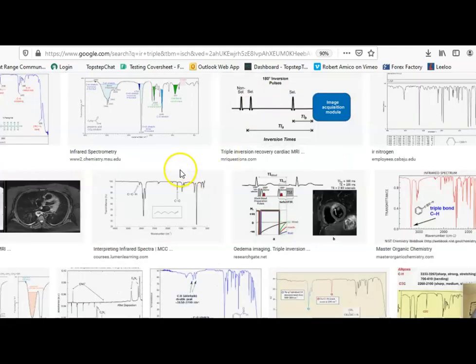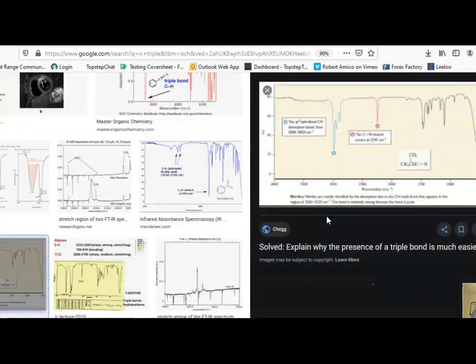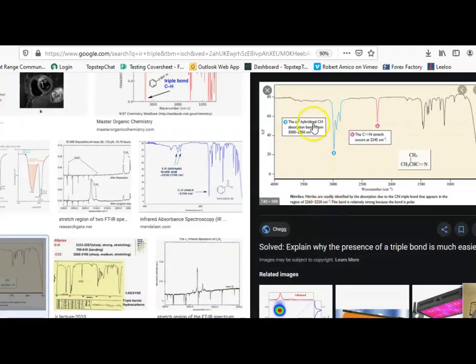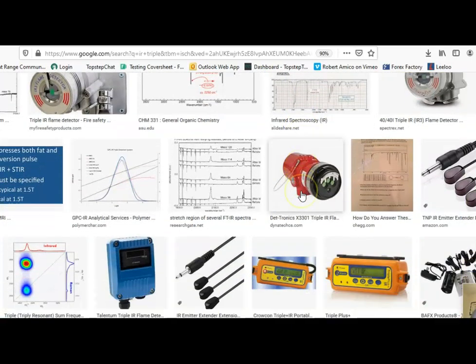Now if you just had a nitrile, or if you just had a triple bond that's not terminal, it would not show a peak there. So here's a nitrile, it just shows a triple bond there. It does not show anything in this region over here. Does that make sense?